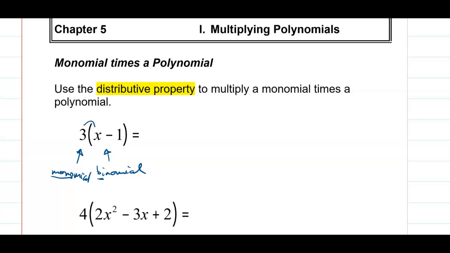So when we do this, this is a distribution. So we're going to multiply the 3 by the x, or multiply the 3 times the negative 1. And so we're going to get 3x minus 3 when we distribute here. And that's the technique that we use when we multiply a monomial times a polynomial: distribution.